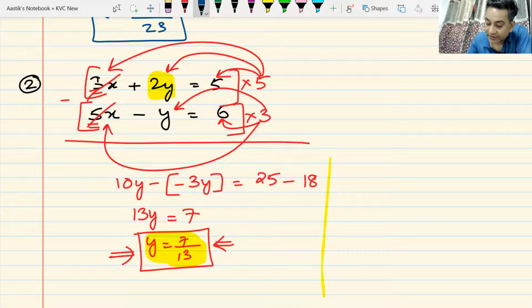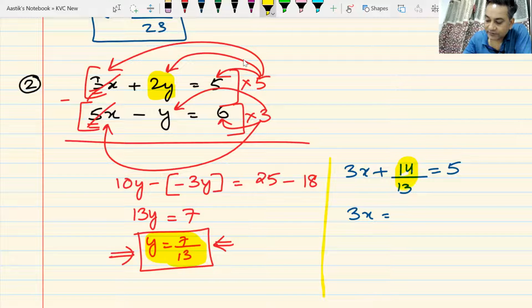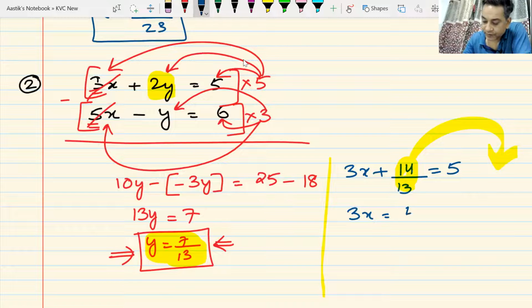How does equation number 1 look? 3x plus 2 times y. 2 times y becomes 14 by 13, is equal to 5. I'll answer your questions once I'm done with the solution. Don't worry, beta. 3x plus 14 by 13 is 5. So this thing will go on this side. I hope everyone understands this. So it will become 5 minus 14 by 13.